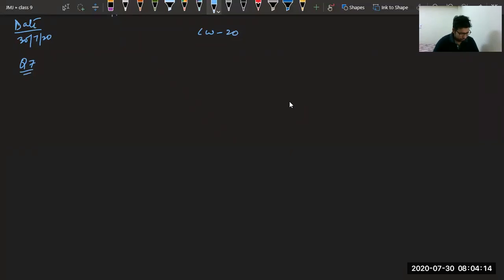ABC is a right angle triangle in which angle A is 90 degree. Given to us is a triangle ABC in which angle A is 90 degree. So we can say this angle is given to us as 90 degree. One more thing is given to us, AB equal to AC. This side is equal to this side.